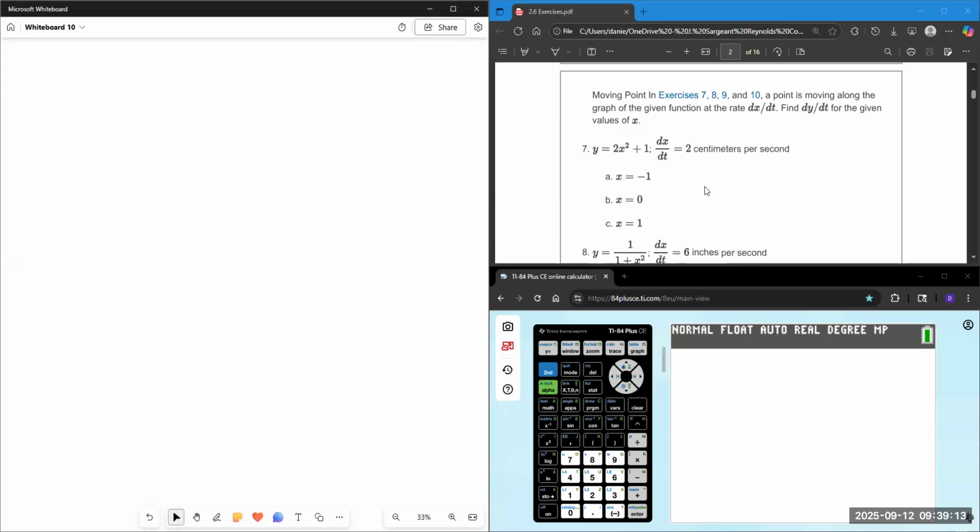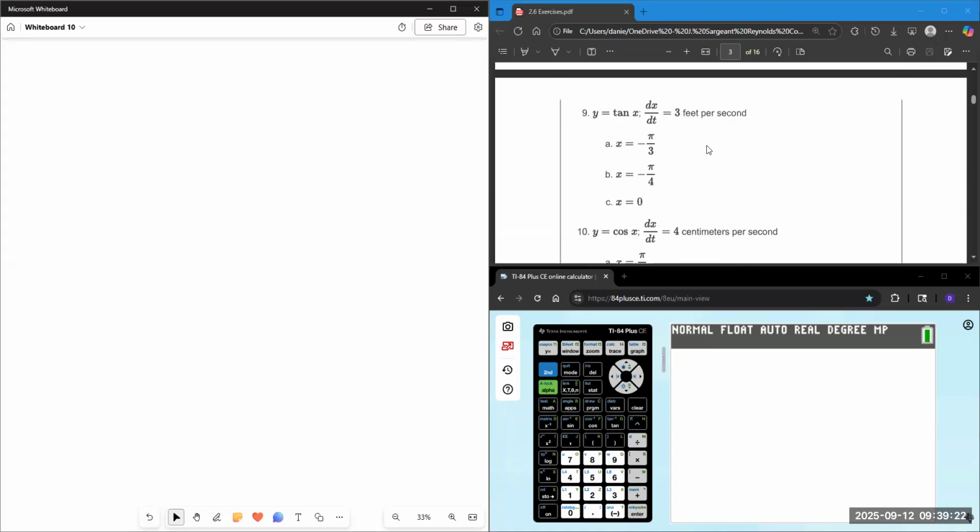We're told that a point is moving along the graph of the function given, at the rate dx/dt that's given to us, and we need to find dy/dt for the given value of x. So very similar to what we've just been doing, just this is talking about particle motion now. So y equals tangent of x, dx/dt equals 3, and they've given us units now of feet per second. That's going to be important. So dy/dt is going to be equal to secant squared of x times dx/dt in all 3 of these parts.